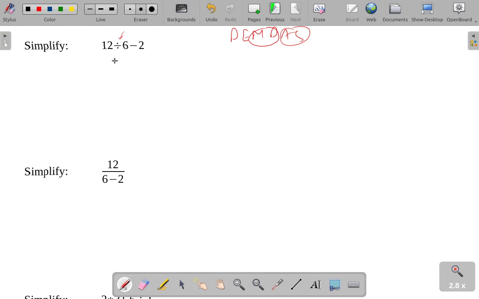12 divided by 2 is 6. 12 divided by 6 is 2. And so I replace this with a 2. Then I have 2 minus 2, which is 0.